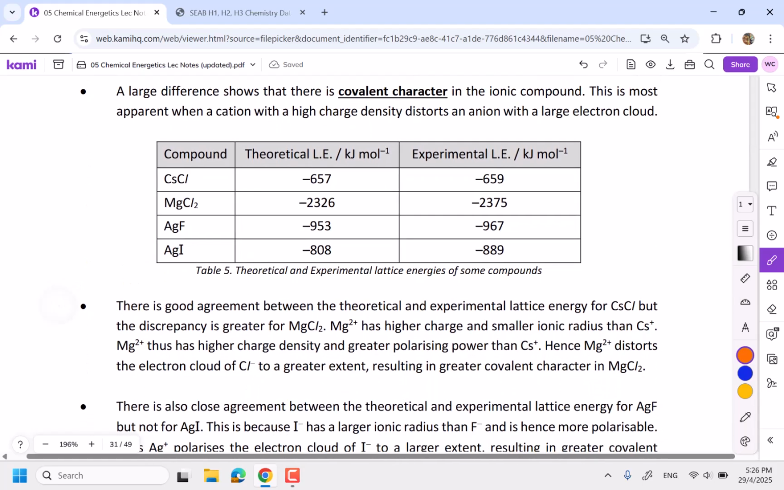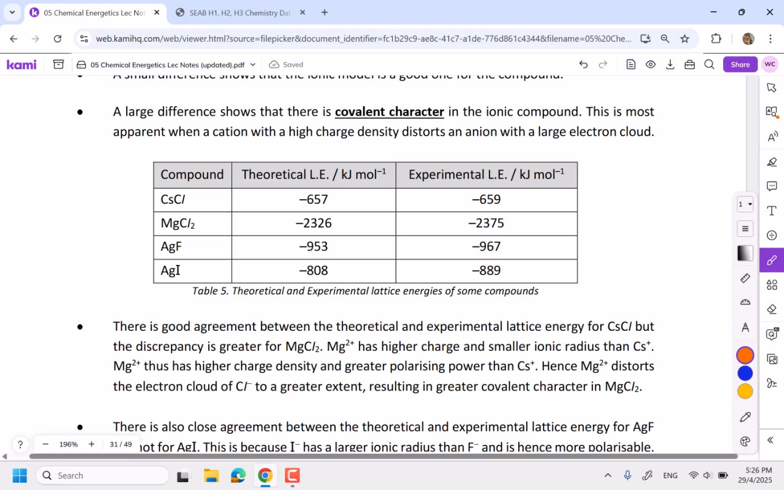So these are some examples we have here. For example, silver fluoride and silver iodide. You notice the great deviation of silver iodide from silver fluoride. Fluoride is very compact, so it is very low in polarizability, but iodide has a large electron cloud and can be easily polarized. Based on these two data, you can conclude that silver iodide has a greater degree of covalent character as compared to silver bromide. The same case goes for the comparison between magnesium chloride and cesium chloride.